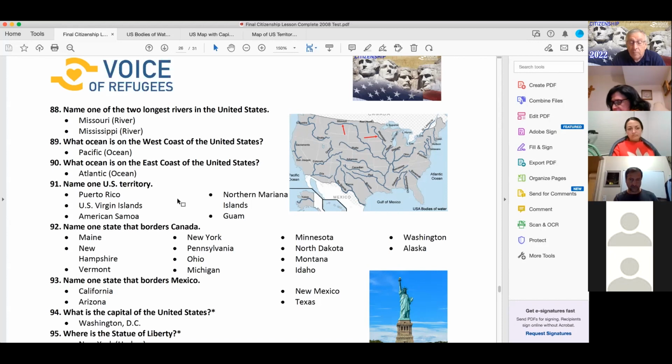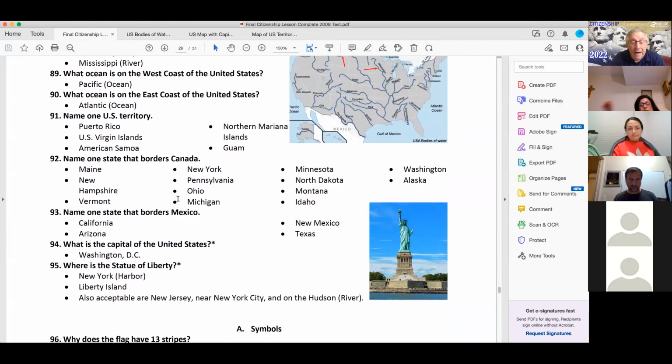Now, remember the states that I walked through for you to know the names? You only have to name one. Name one state that borders Canada. All of these states, I showed you where they are, the choices you have. Alaska borders Canada. It does. Also Washington. Not Washington, D.C., Washington State. Okay.